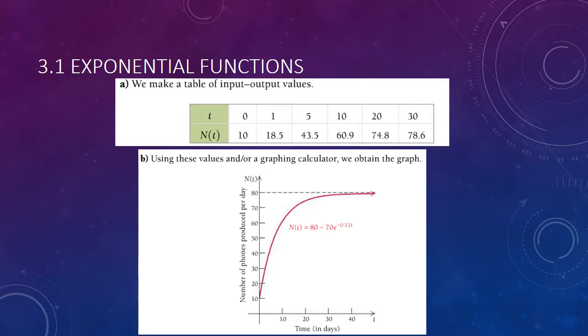Our values. And then B, they basically just used the A to graph it, or you can use your calculator. And it looks like if you continue out the pattern, it levels off at about 80.